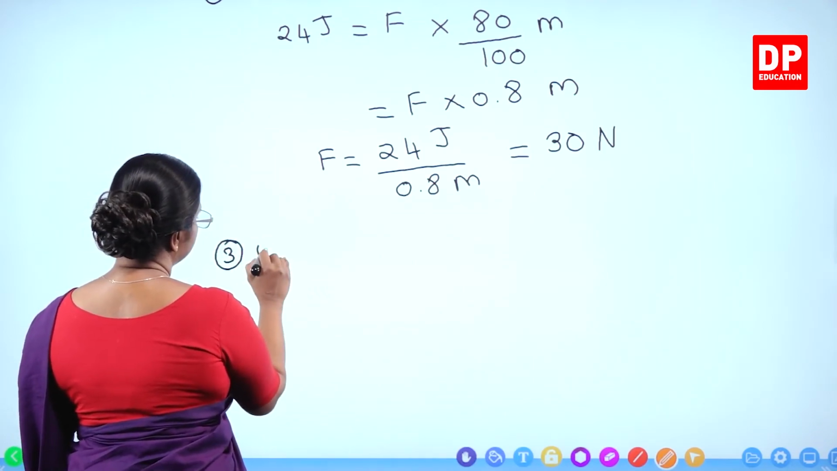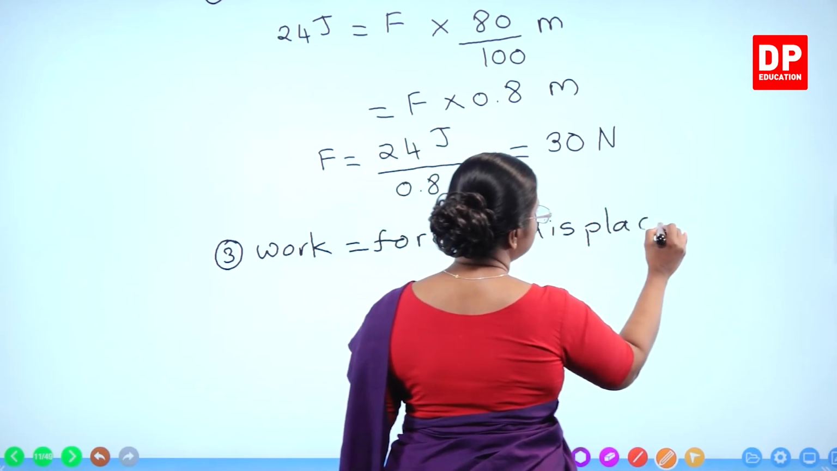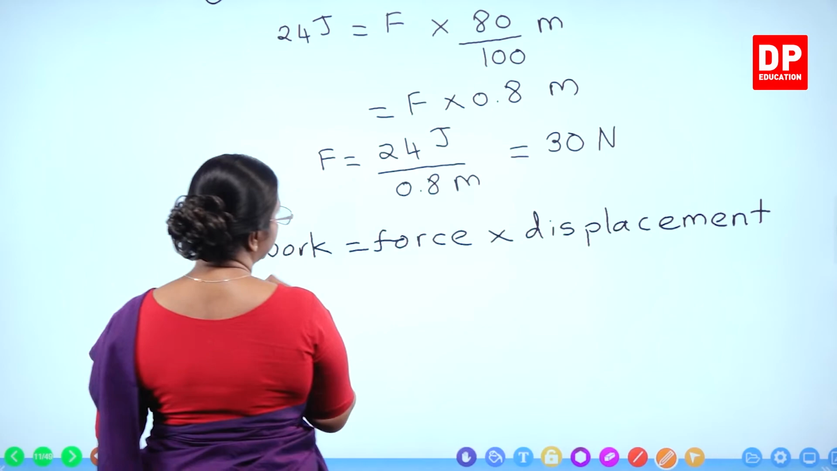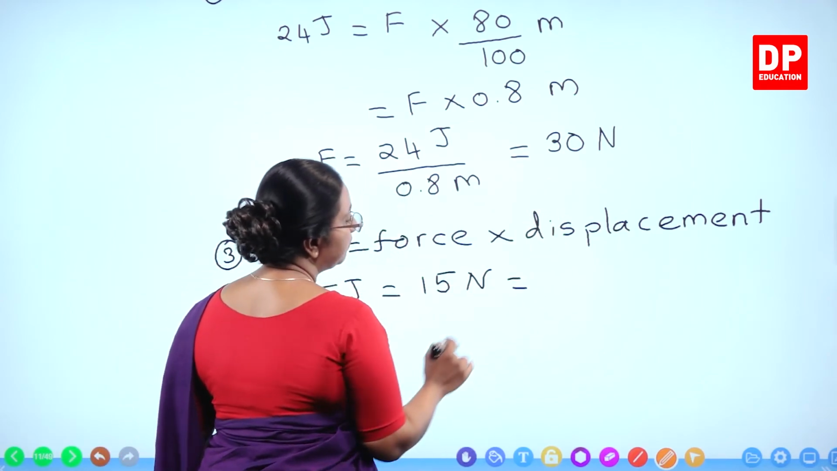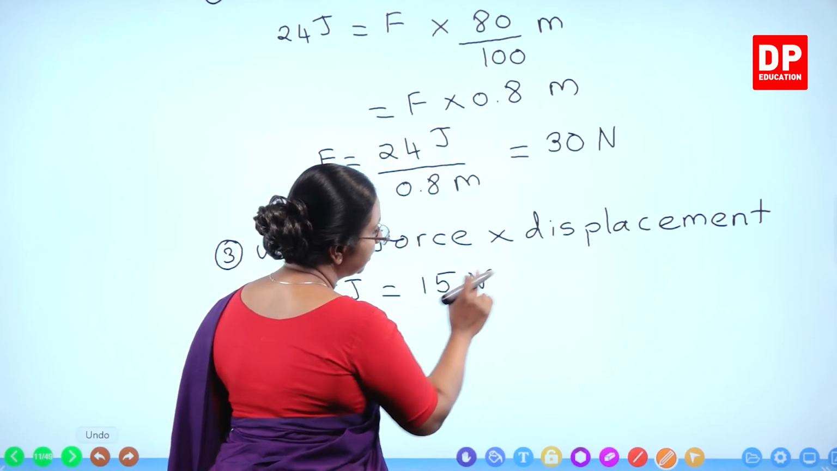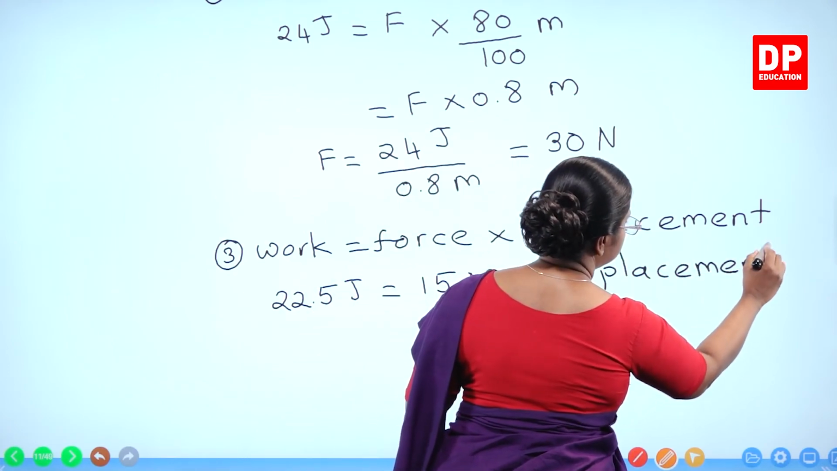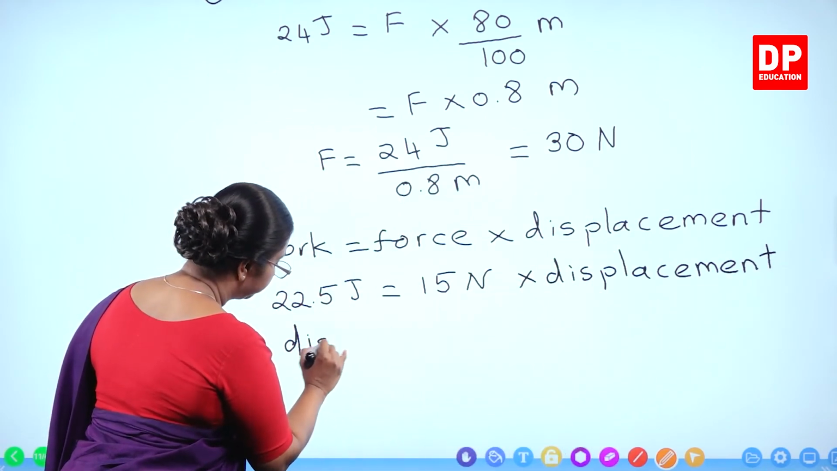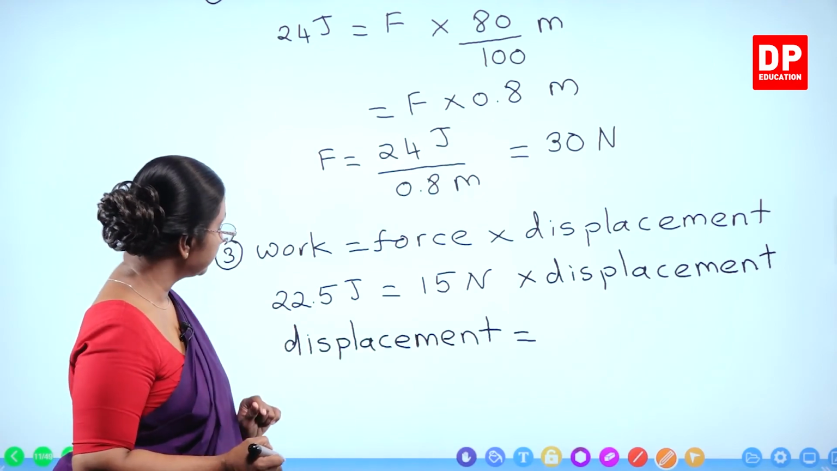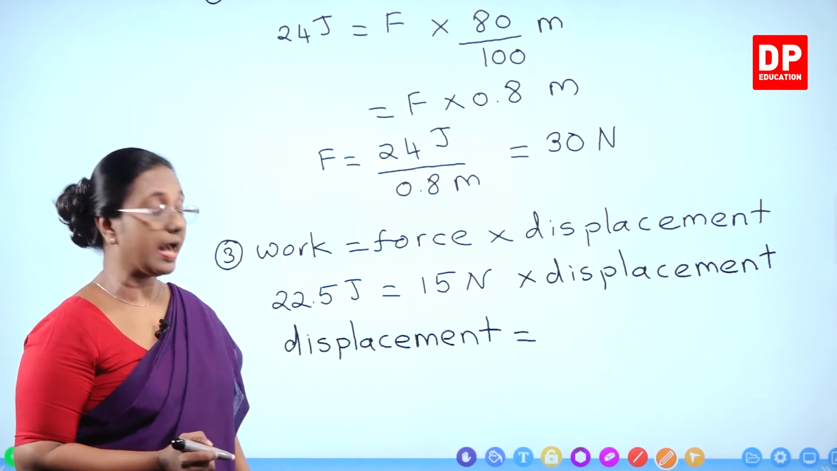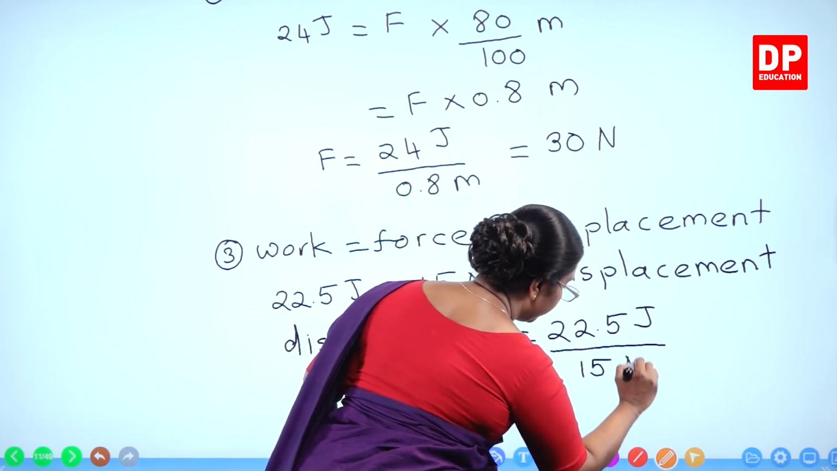Third one, so work done is force into displacement. We have the work done, 22.5 joules. We have the force, 15 Newton, but we don't know the displacement. So displacement will be, we need to rearrange. If you are to find displacement, we have to divide work done by the force applied. So 22.5 joules divided by 15 Newton.